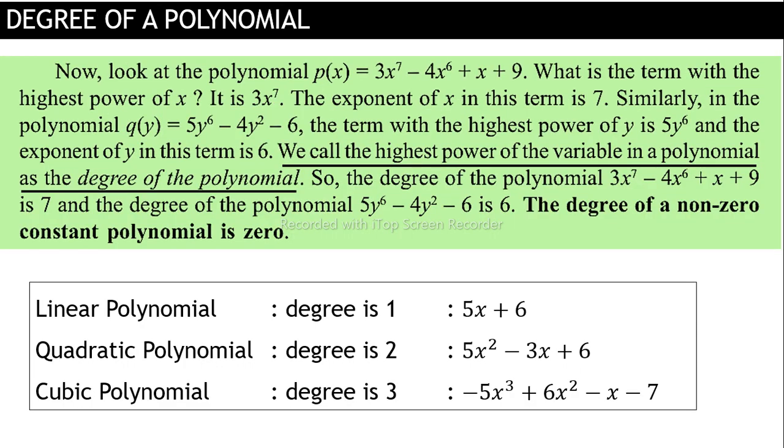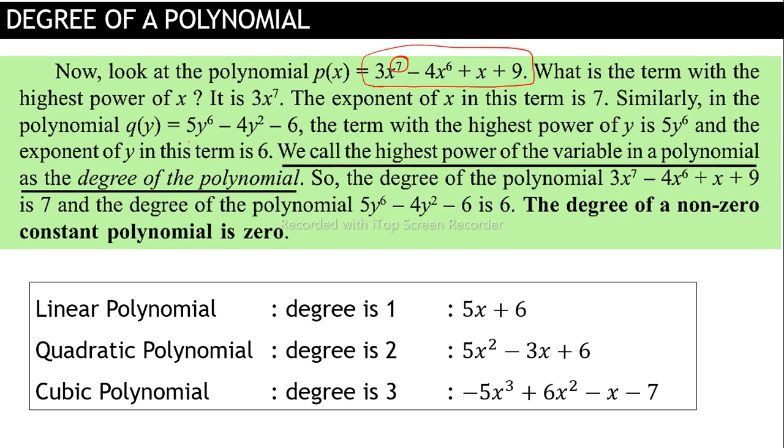Moving on, degree of a polynomial. Degree is nothing but the highest power of the variable in a polynomial. The highest power of the variable. So in this polynomial, 3x to the power of 7 minus 4x to the power of 6 plus x plus 9, we see that the highest power of x is 7. So 7 is the degree.